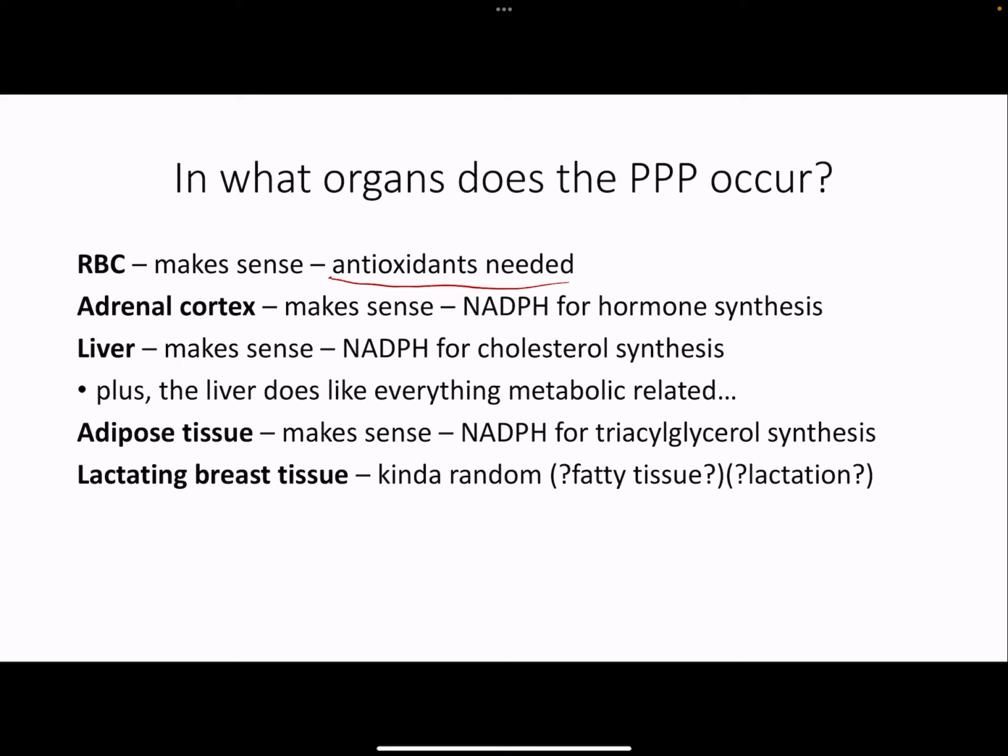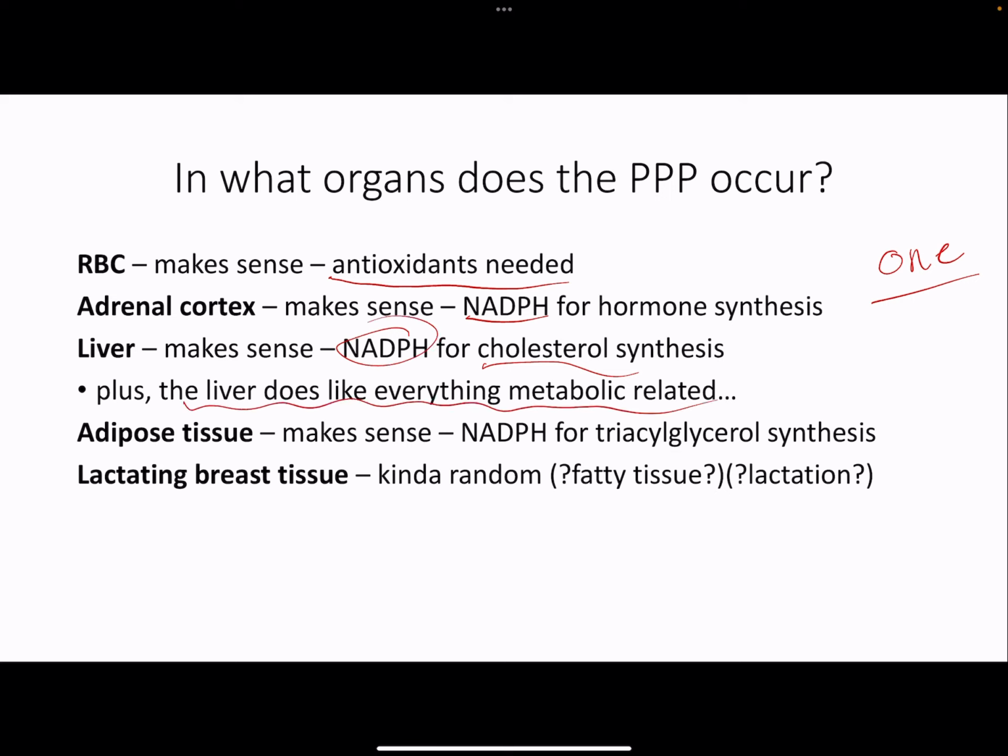The adrenal cortex. Why? Because we are making a lot of cortisone, progesterone. Remember, all hormones that end in "-one" are nonpolar. Nonpolar hormones are made from cholesterol. Cholesterol is made from NADPH. The liver does make the cholesterol, so it also needs NADPH.